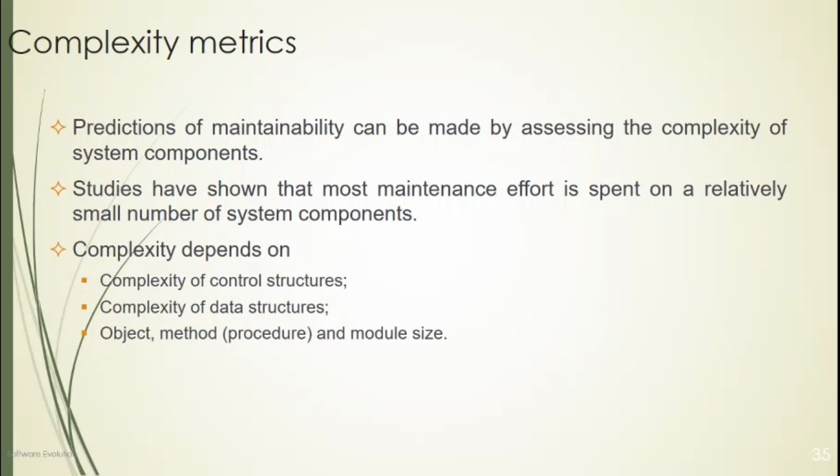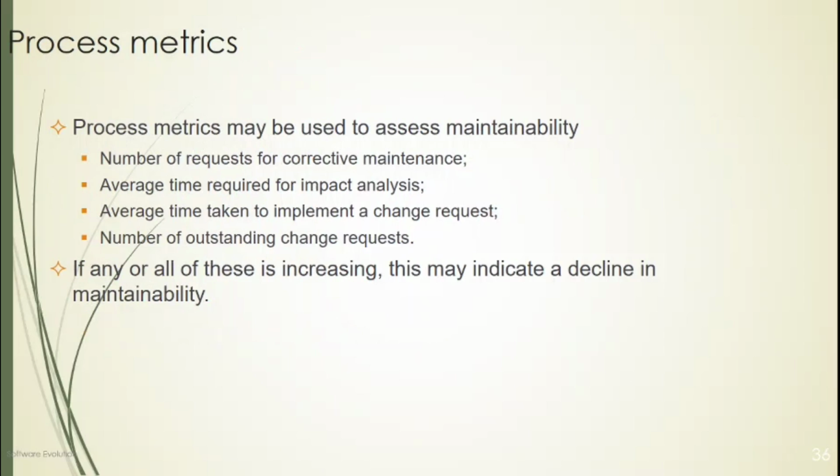Complexity metrics: a prediction of maintainability can be made by assessing the complexity of the system components. Studies have shown that most maintenance effort is spent on a relatively small number of system components. Complexity depends on the complexity of the control structure, the complexity of data structures, object methods, and module sizes. Okay, these are the list, and we'll see the metrics that can be used for assessing maintainability.